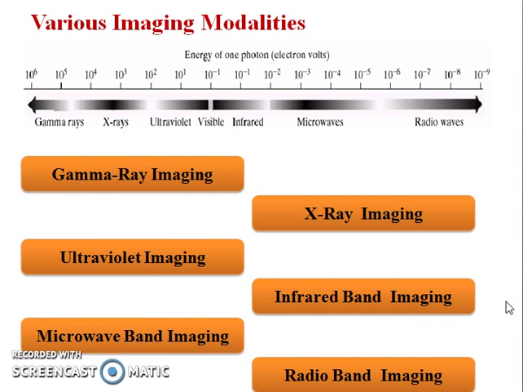These are the various imaging modalities. The image can be acquired by using the entire electromagnetic spectrum. Images are not only limited to the visible band, because we human beings are limited to the visible band only. Our ordinary photographic camera will only acquire images by using the visible spectrum, but the image can also be acquired in the gamma ray spectrum, X-ray spectrum, ultraviolet, through the radio wave. So these are the various imaging modalities: gamma ray imaging, X-ray imaging, ultraviolet imaging, infrared band imaging, microwave band imaging, and radio band imaging.